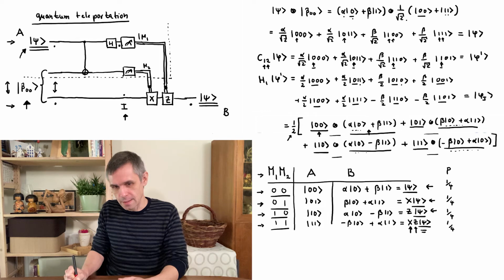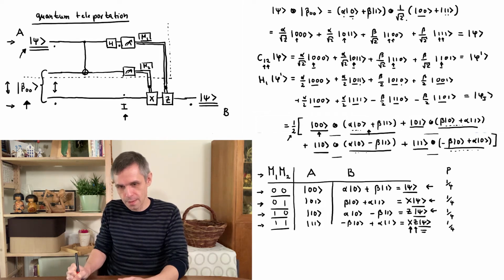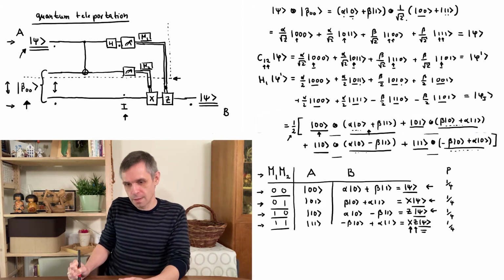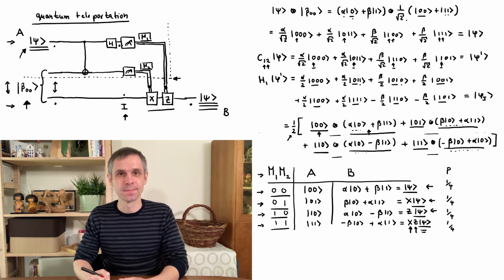And then we could obtain some knowledge about these correlations by simply doing a measurement, and only transmitted this information classically to Bob, which he could then utilize to reconstruct this state here.